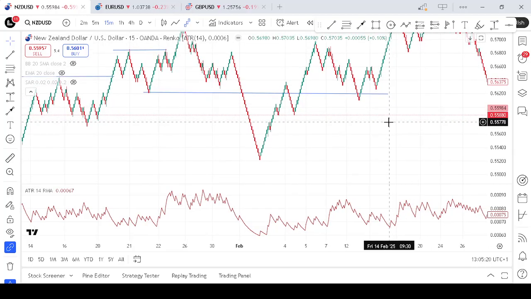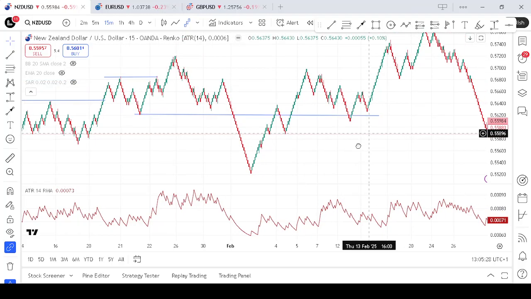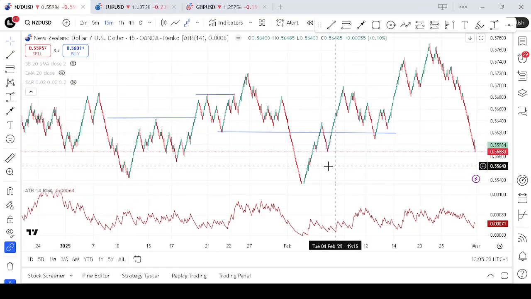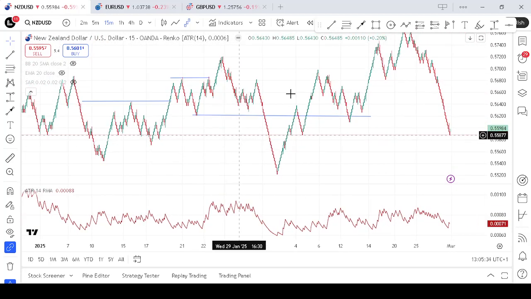The third step is to wait for confirmation and to enter. Once a breakout is confirmed, let's look for a very sweet breakout to understand this trading strategy.